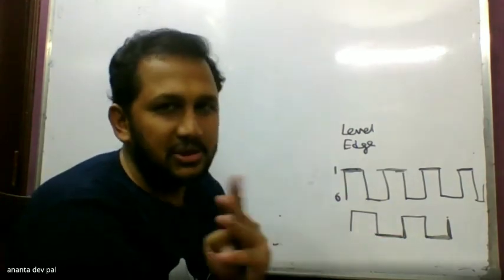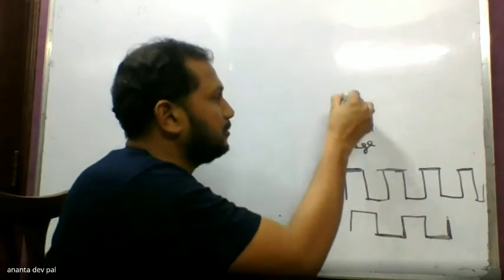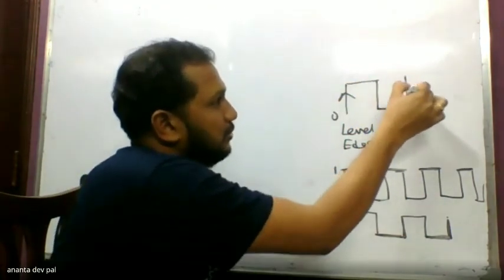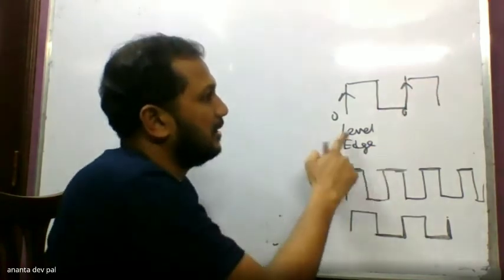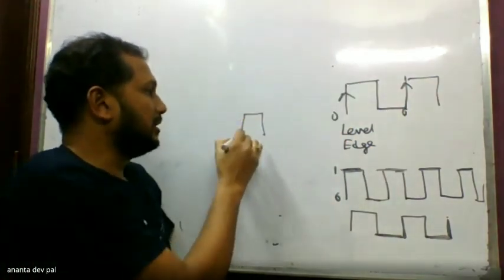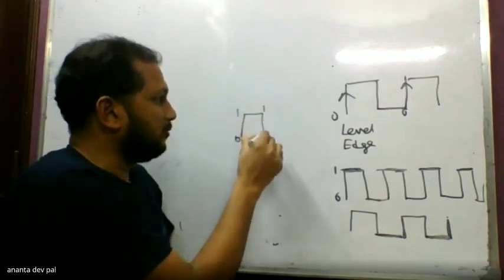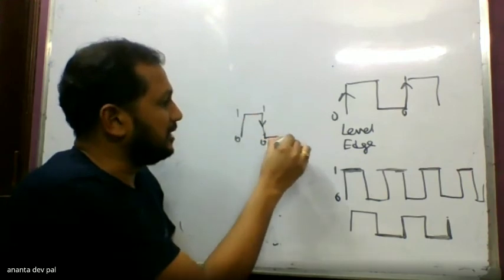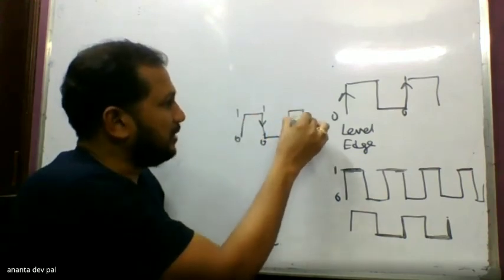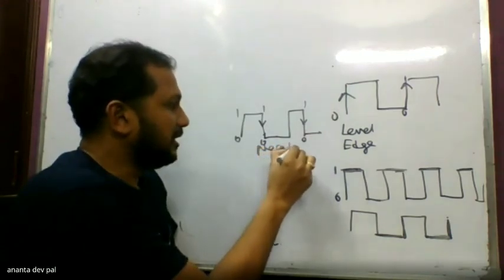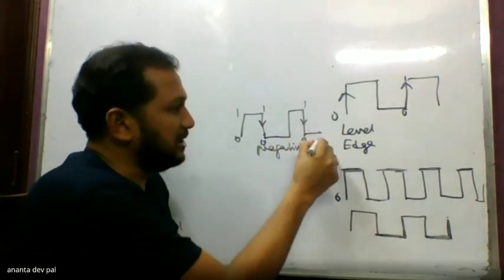Now there is edge triggering. Edge triggering means when it moves from 0 to 1, this is the positive edge. When again it moves from 0 to 1, this is positive edge triggering. And when it moves downward from 1 to 0, that is negative triggering. Again when it moves 1 to 0, this is known as negative edge triggering.